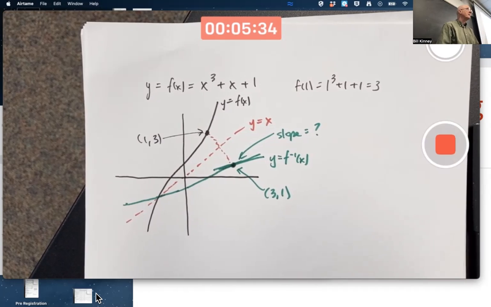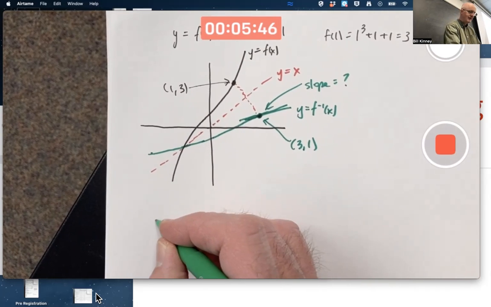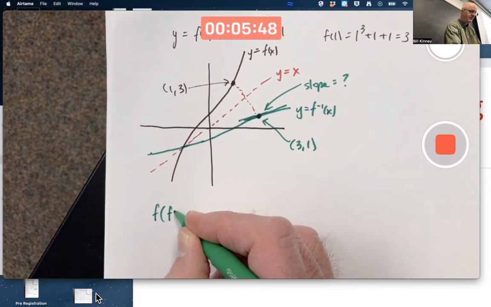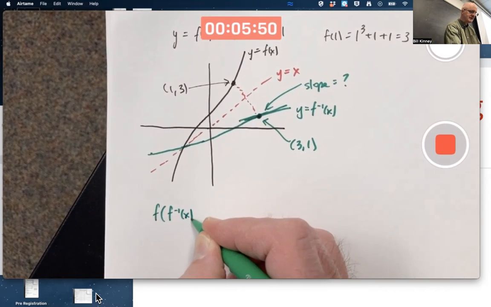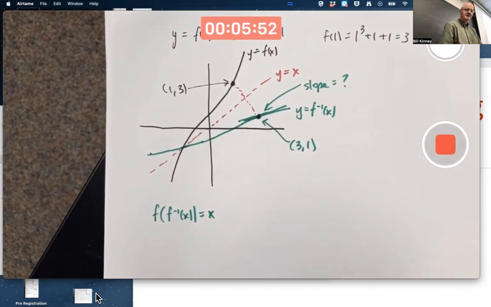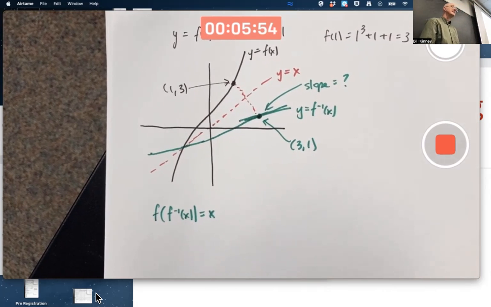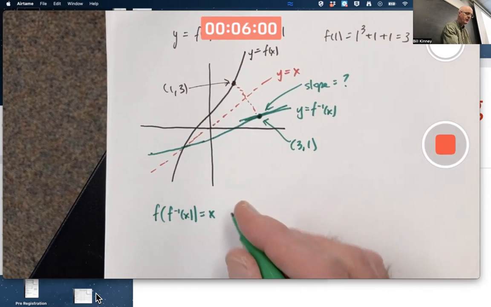Well, if you don't have a formula for f inverse, how can you possibly find that slope? Through the same kind of tricks we saw last Wednesday. f of f inverse of x equals x over the entire domain where f inverse is defined. Well, f inverse is defined everywhere. This is true for all x.